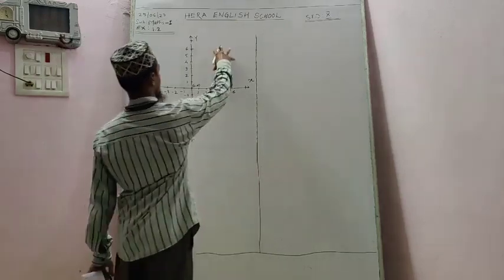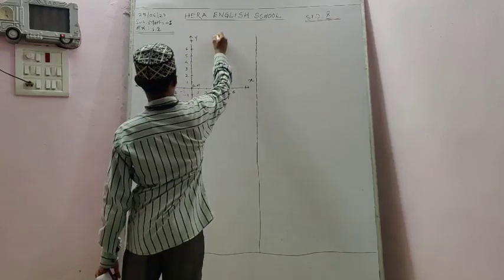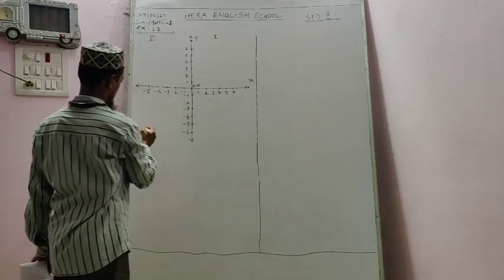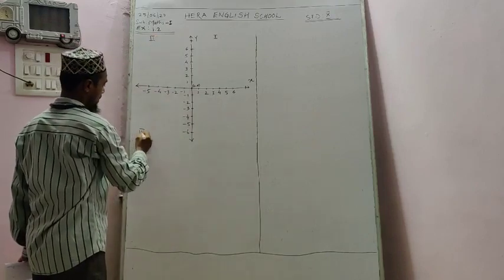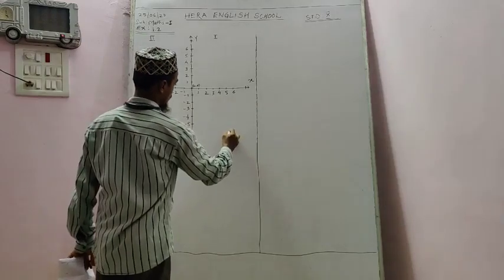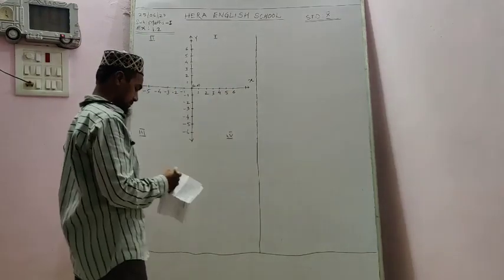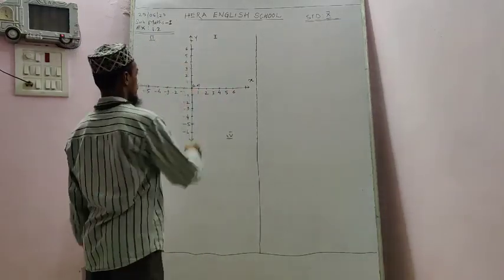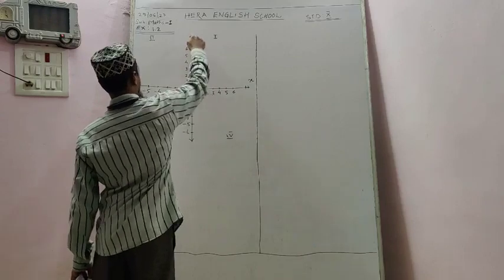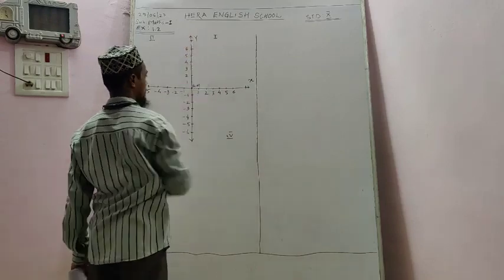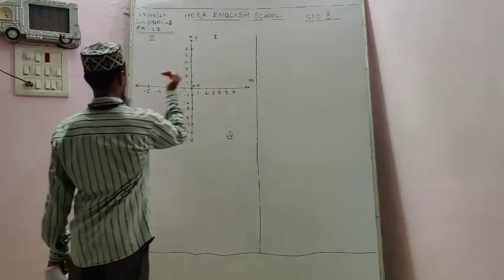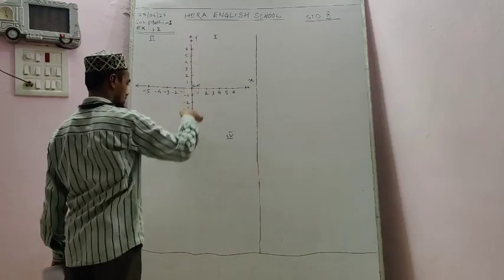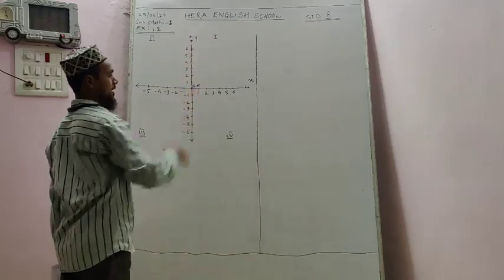Now see, this is our first quadrant, this is our second quadrant, this is the third quadrant, and this one is the fourth quadrant. You know very well, on the x-axis the right side values are positive, and on the y-axis the upside values are all positive. On the x-axis the left side values are all negative. On the y-axis the downside values are all negative.